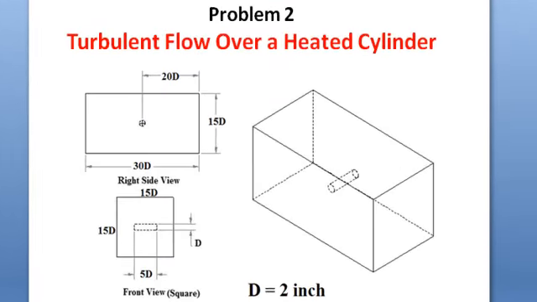In the geometry section, we have to make the same domain that we made in our laminar flow problem. So we have a cylinder diameter 2 inch. The length of our fluid domain is 30D, that is 60 inch. The width of the domain is 15D, that is 30 inch. And the height of the domain is also 15D, that is 30 inch. The length of our cylinder is 5D, that is 10 inch, and the diameter is 2 inch.